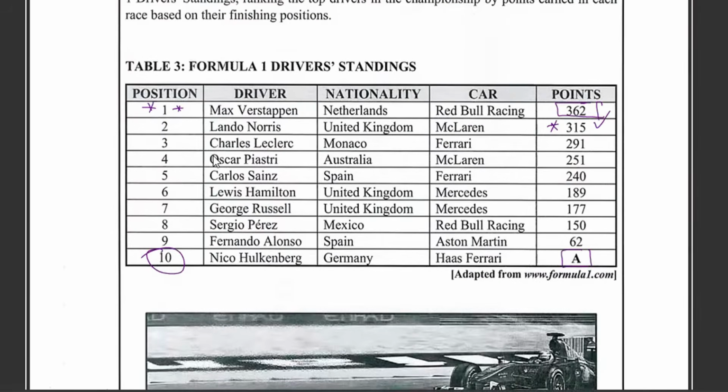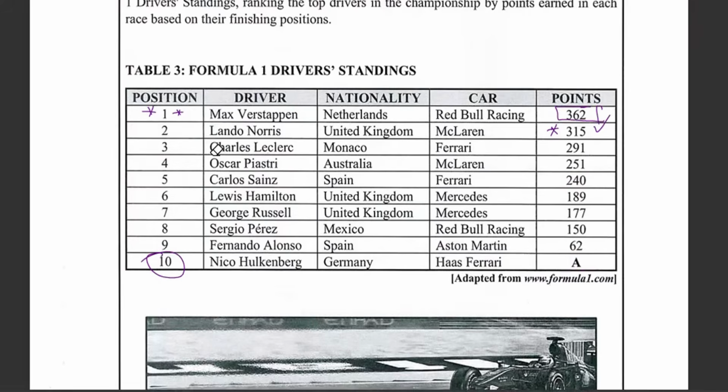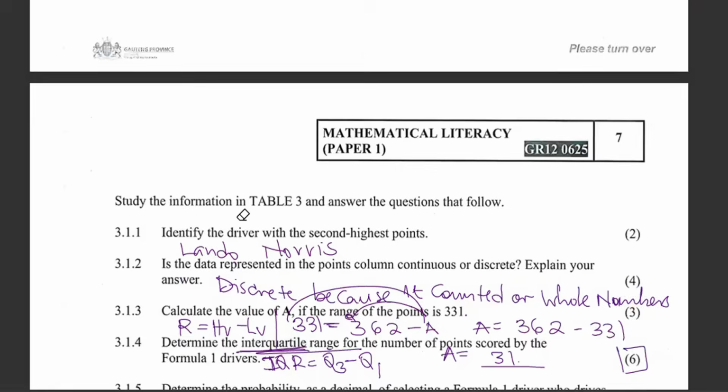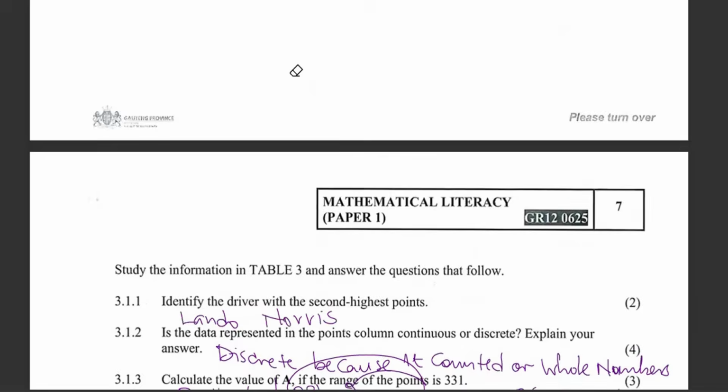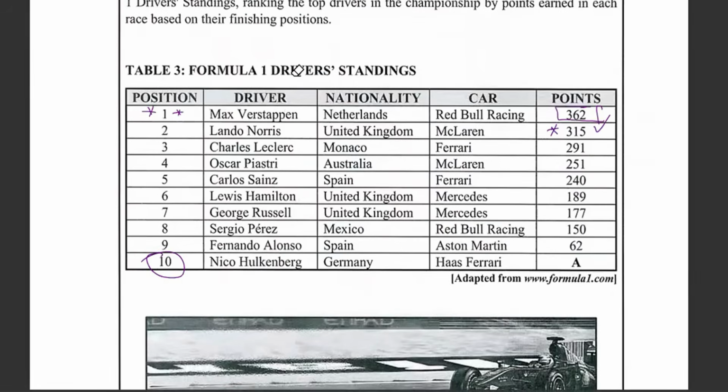Remember that we are looking for the interquartile range for the number of points scored by Formula 1. So we have nothing to do. They're already arranged. However, it's upside down. So remember, we got this as 31. These are 10 numbers. So what are we going to do?